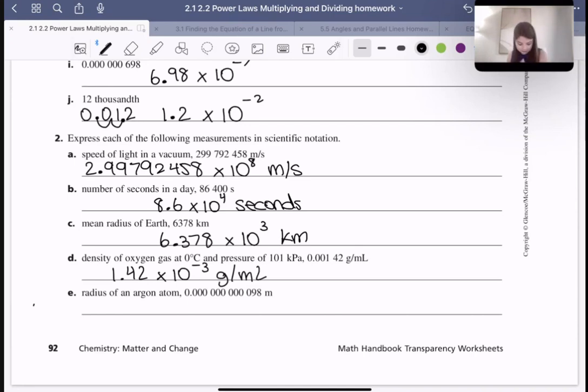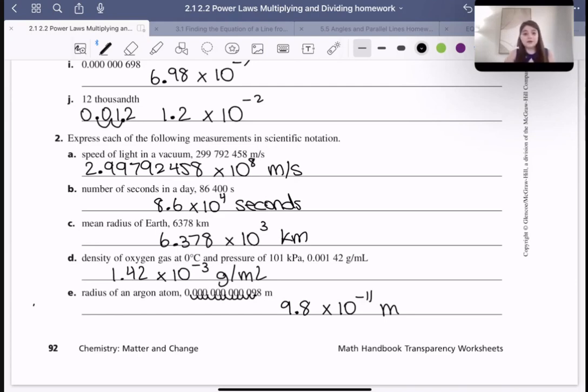Good. And then radius of an argon atom. Oh, very, very small radius. Okay. Which makes sense. An atom is pretty small, so that makes good sense. So we'd have to go over 1, 2, 3, 4, 5, 6, 7, 8, 9, 10, 11. Ooh, so that's going to be 9.8 times 10 to the negative 11 meters. I assume M is meters. Good. All right, well, there we have it.